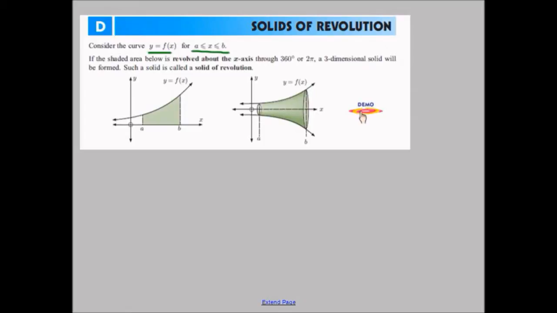If the shaded area below is revolved around the x-axis, so this is similar to what we had looked at before, area under a curve from a to b. We could determine that with the integral. But now if we take that curve and revolve it about the x-axis, it looks like this. Hard to draw a 3D object in 2D, but something like that. We've revolved it 360 degrees, or 2 pi radians, about the x-axis. A three-dimensional object is formed. This is called a solid of revolution. We're going to learn how to calculate the volume of these.